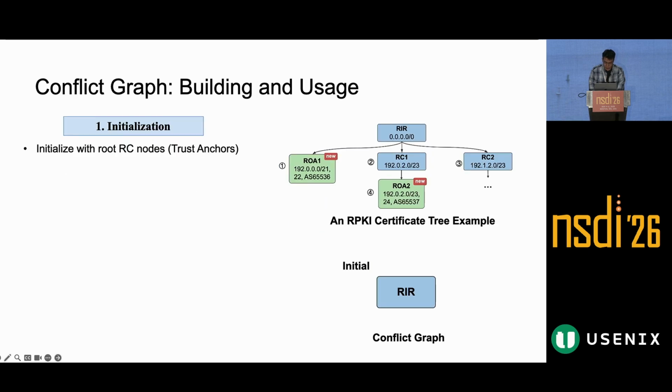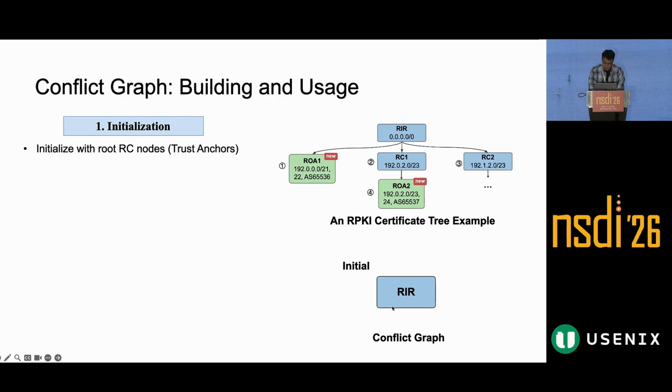Let's see a running example to see how the graph dynamically evolves. Please look at the top half of the slide. We have an RPKI certificate tree demo. And the circled numbers 1, 2, 3, and 4 here represent the sequence in which the relying party validates these objects. And in the bottom half, we maintain the conflict graph.